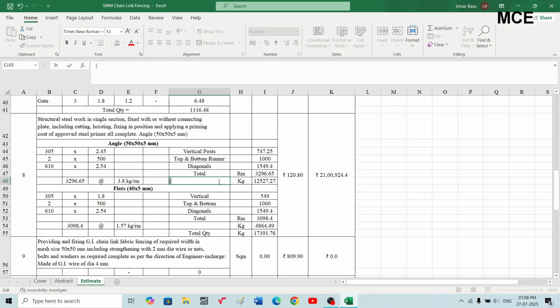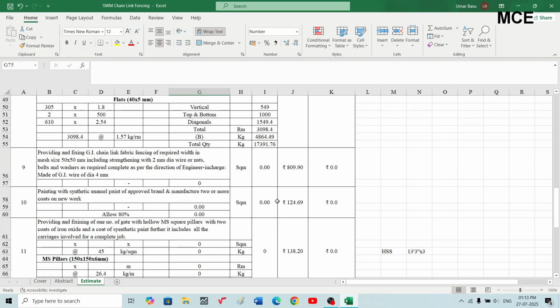A is for the angle and B is for the flats. So the total quantity will be equal to 17,391.76 kgs. Okay, and the rate of this item in SOR is 120.80 per kg. So the total will be 20,91,924 Indian rupees, which is the rate of this item for our estimate.